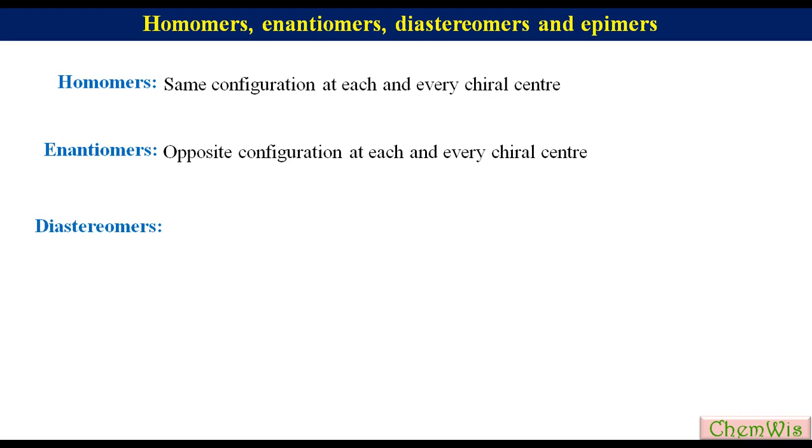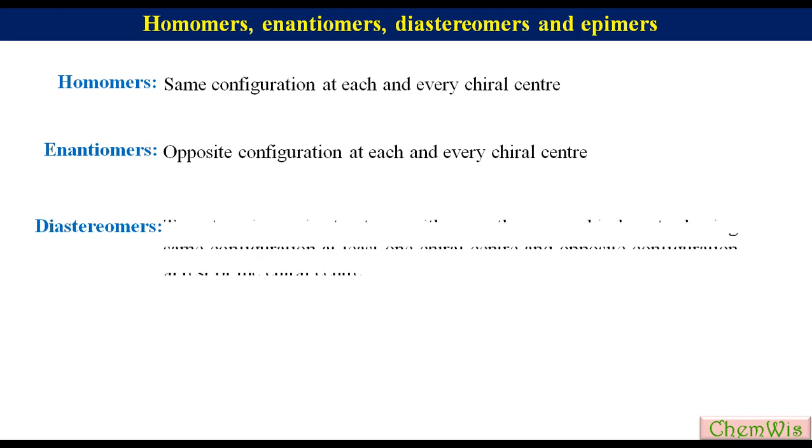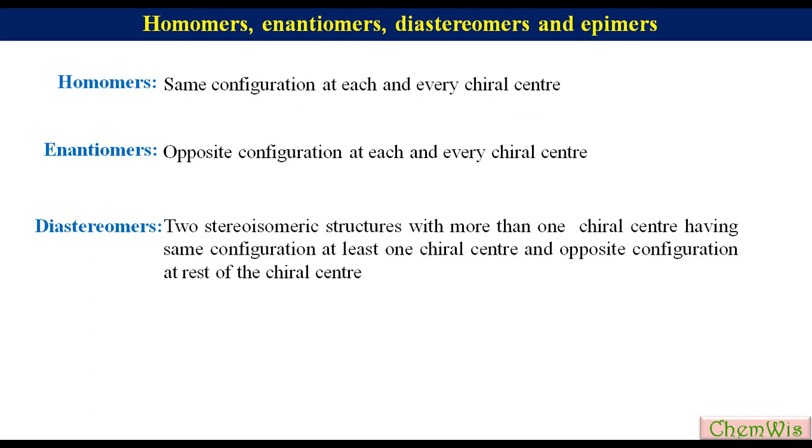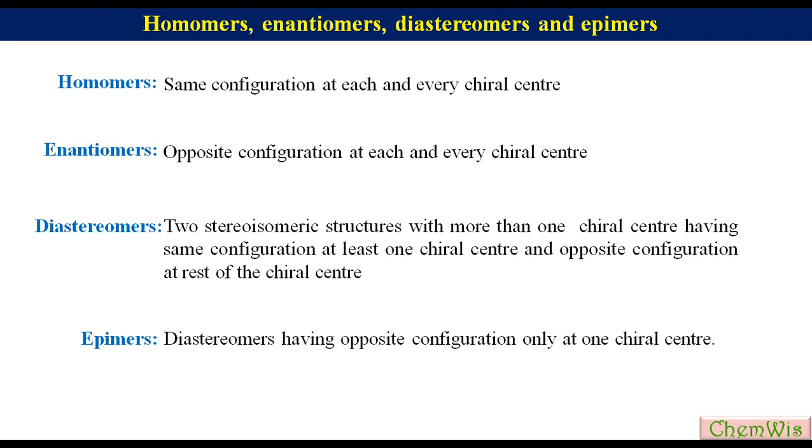Diastereomers. Two stereoisomeric structures with more than one chiral center having the same configuration at least at one chiral center and opposite configuration at the rest of the chiral centers. Epimers. These are the diastereomers with opposite configuration only at one chiral center.